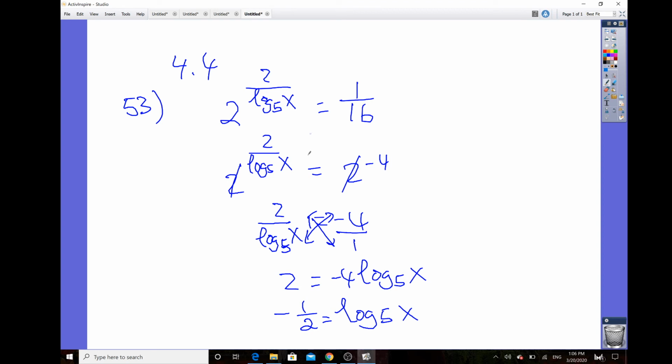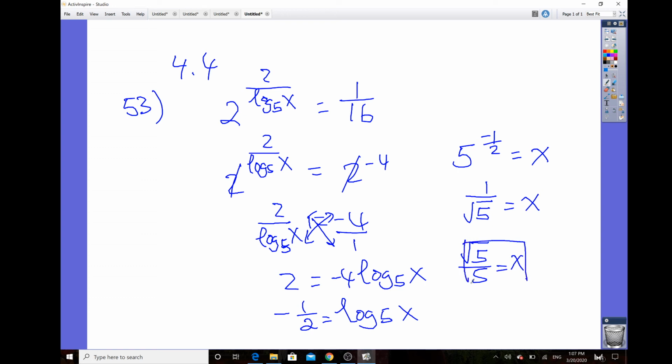You might be wondering, is there anything we can add, subtract, multiply or divide on both sides? Nothing we can do at this moment. So we can convert it from log to exponential form. The base is 5, so 5 to the power of negative 1/2 equals x. 5 to the power of negative 1/2 is 1 over root 5. With a negative exponent, we convert to the reciprocal form, and then multiply by root 5 top and bottom. So we have root 5 over 5. That's the value of the variable.